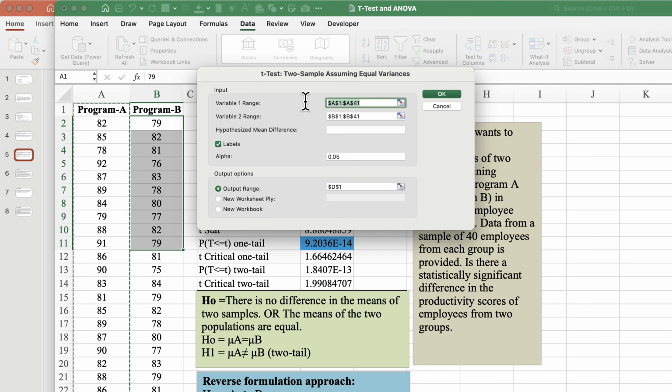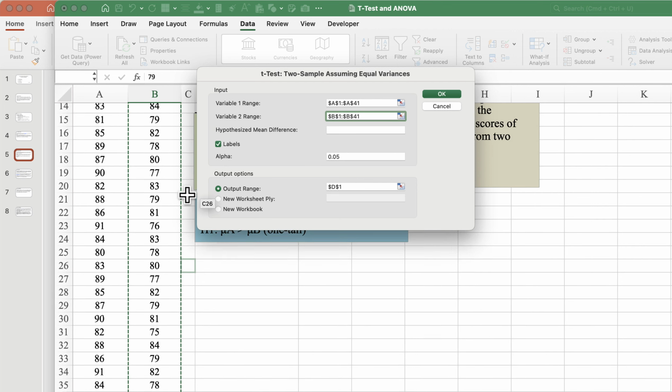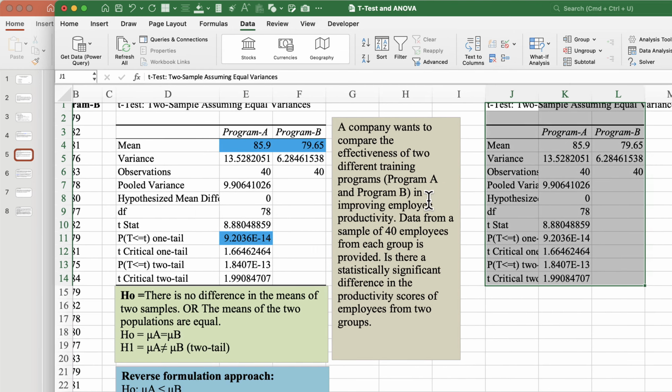Click on OK. Now the first one is the variable 1 range. I will select this whole column, and then for the variable 2 range, I will select this whole column, and then click on labels because labels are included in my selection. Alpha is 5%, and for output range, I want my results to appear here. And if I click OK, it gives me these results.